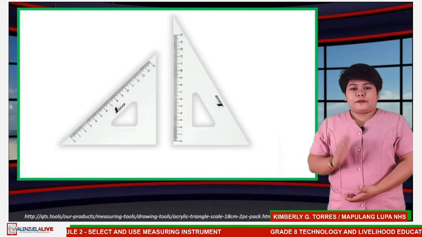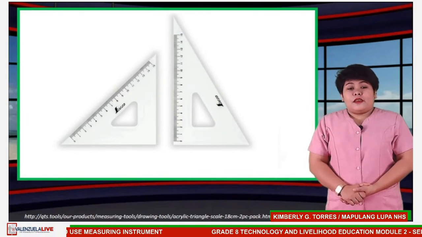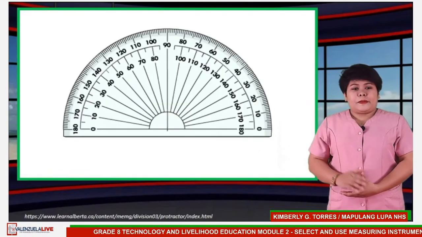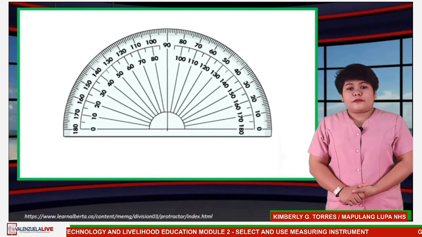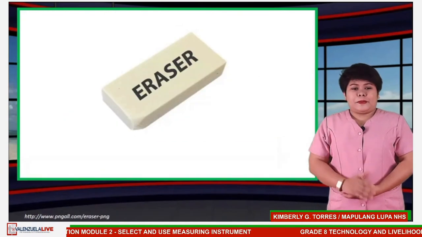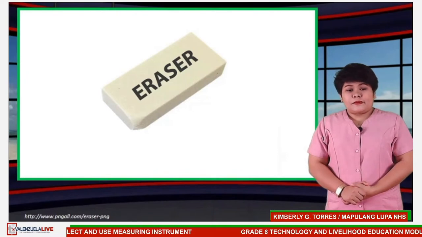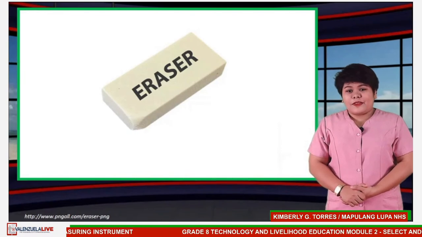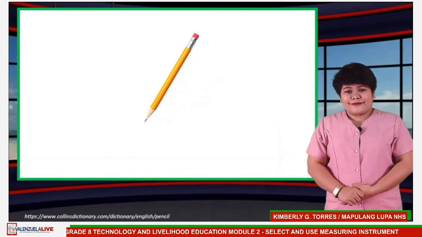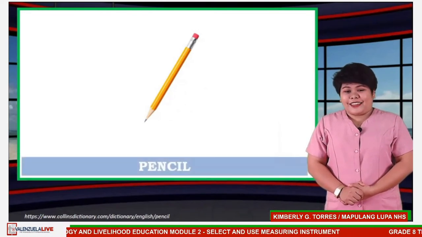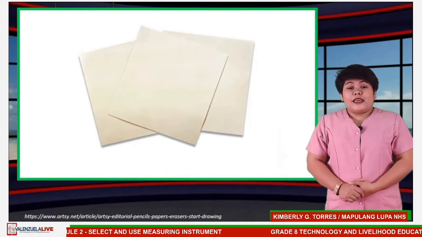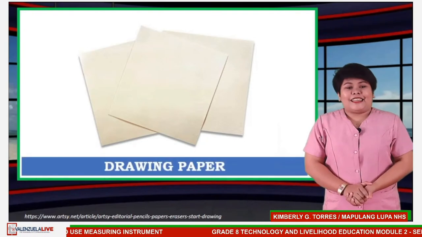Here's the first picture. If your answer is triangle, then you are correct. The second picture. If your answer is protractor, excellent! The third picture. Is your answer eraser? Very good! Fourth picture. If your answer is pencil, great! Fifth picture. Is your answer drawing paper? Amazing! Good job, learners!